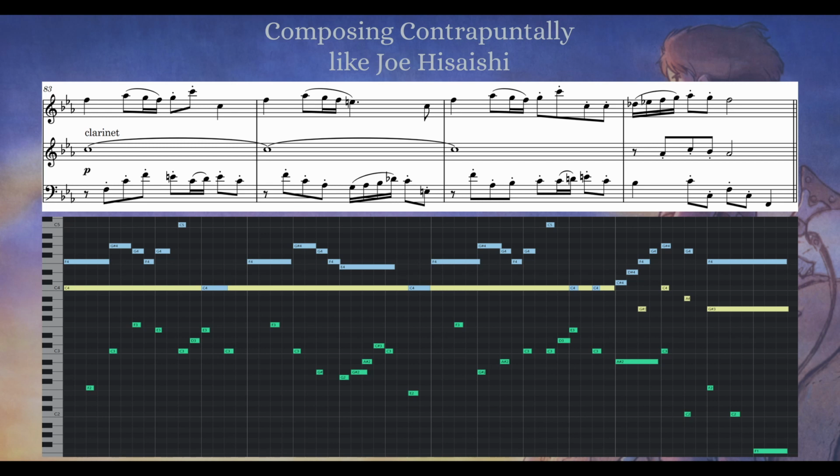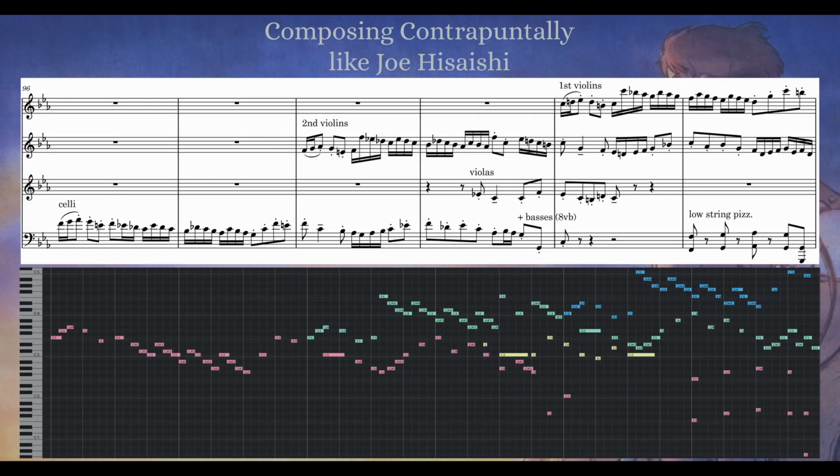So this excerpt features a melody and contrapuntal accompaniment, and it's useful to see how Hisaishi supports the melody. Moments later in the symphonic poem, he has a fugue-like string texture, starting in the cello, then the second violins join in, then violas, then first violins.